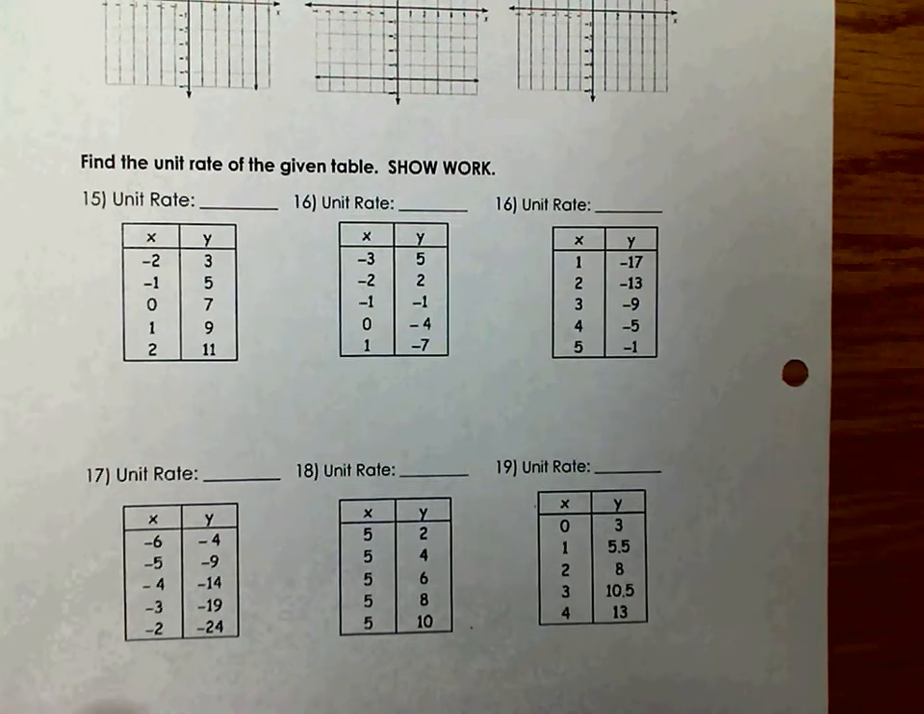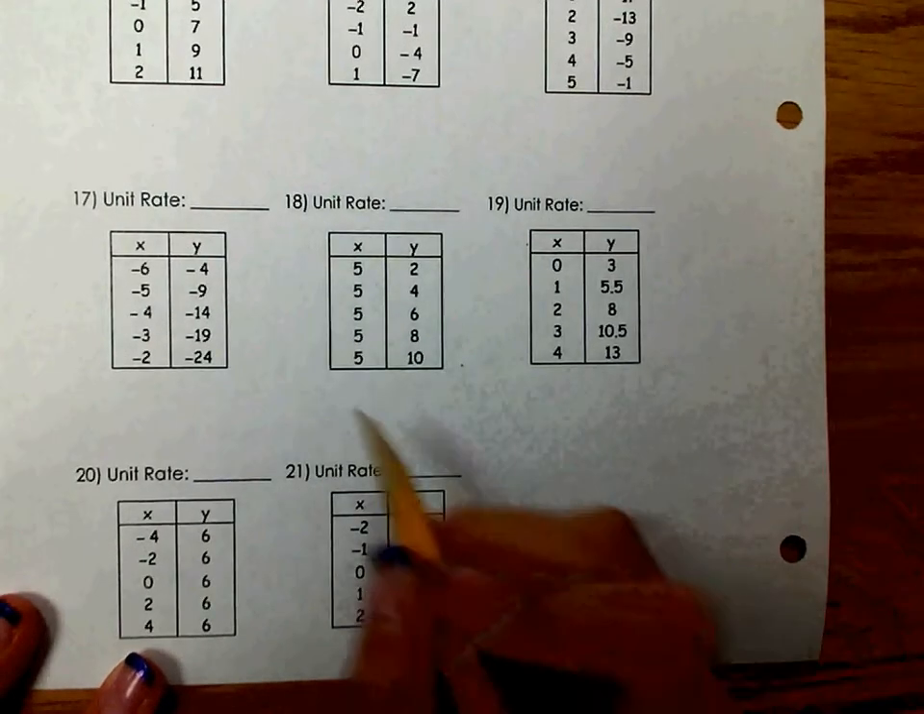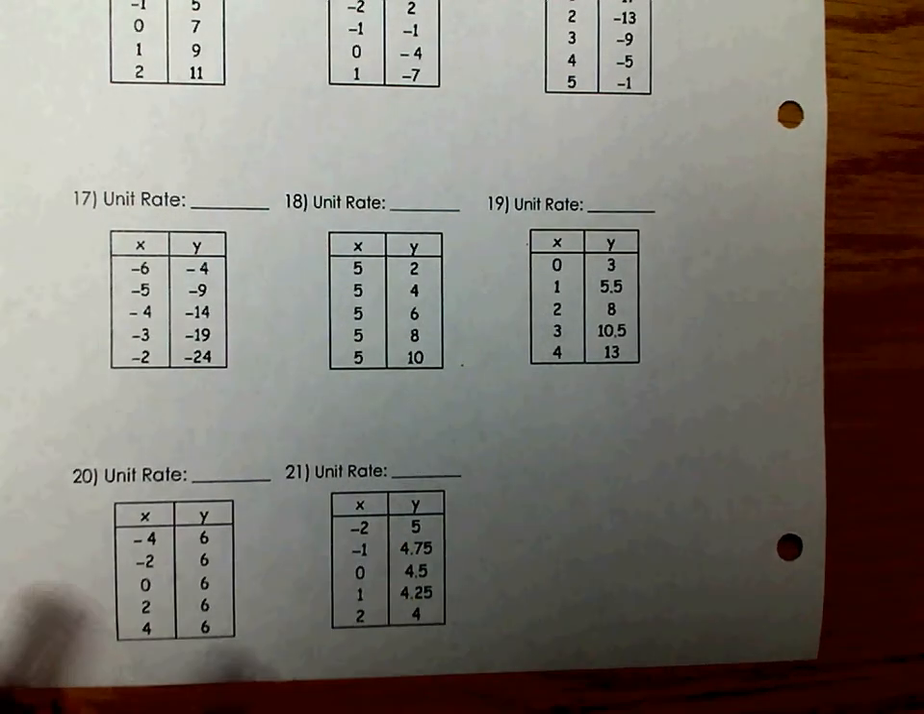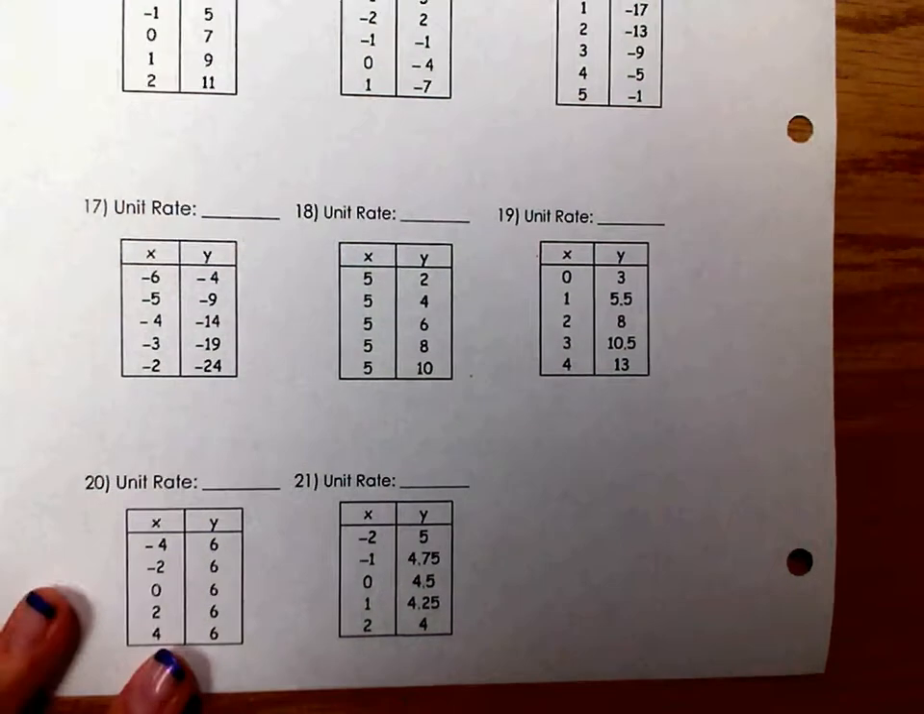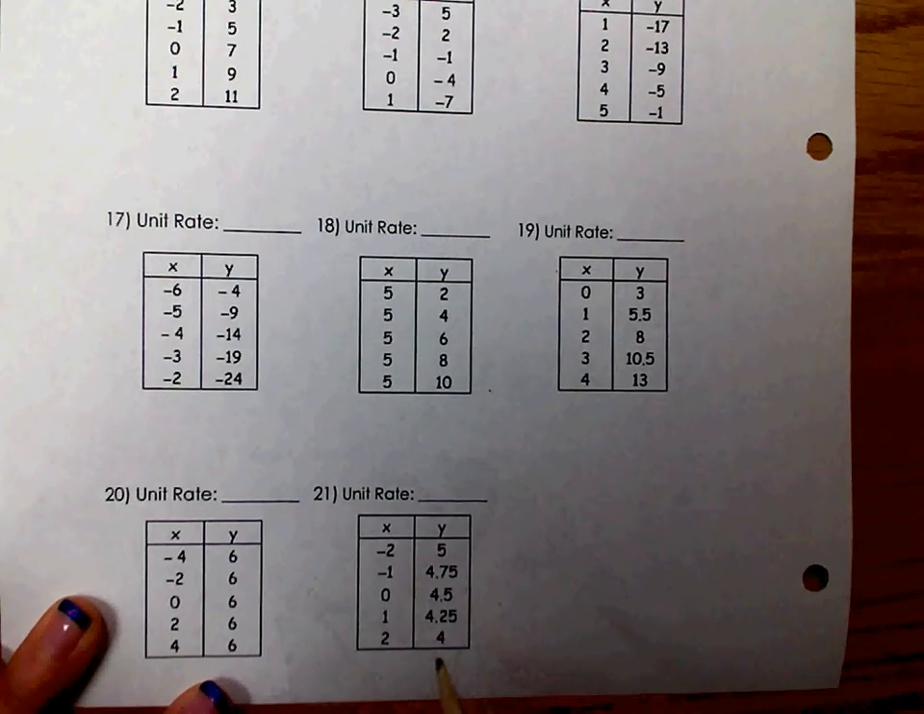Okay, guys, we're going to go over what the homework is. The homework is going to be 18 through 21. Remember, these are all not proportional, so we're going to use change in y over change in x. For all four of these problems, there's only four.